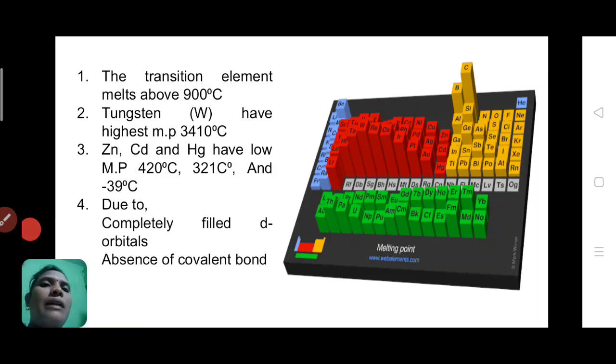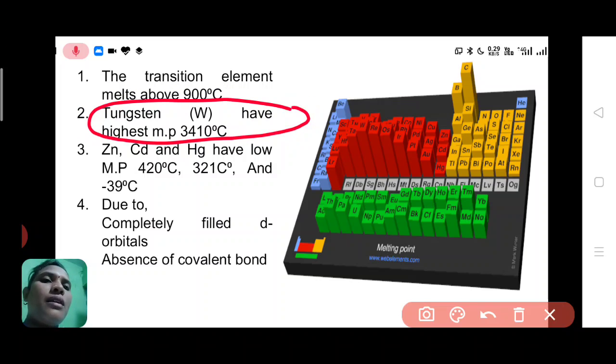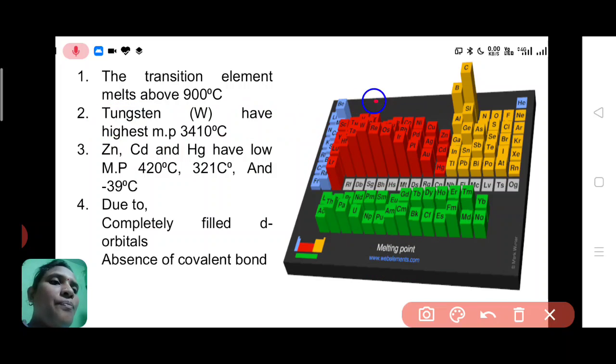Now next, see, the transition elements melt above 900 degrees Celsius. All the transition elements melt above 900 degrees Celsius. See the tungsten. Tungsten has the highest melting point, that is 3410 degrees Celsius. See here in this periodic table, this is the trend of melting point. The highest melting point is of tungsten, W.